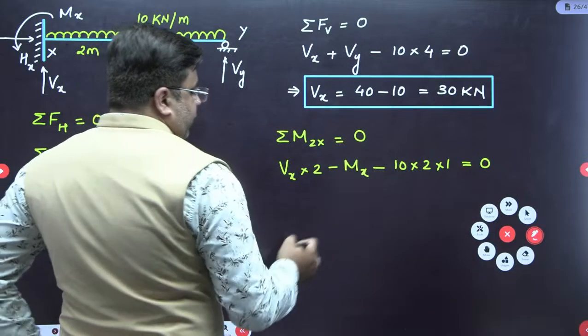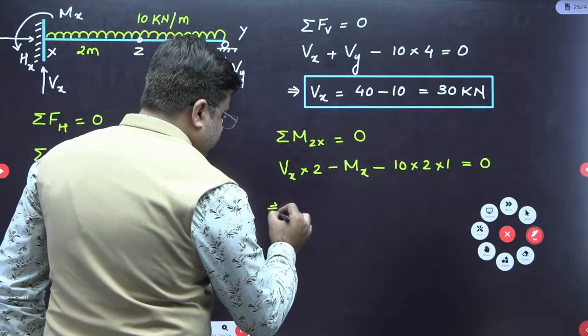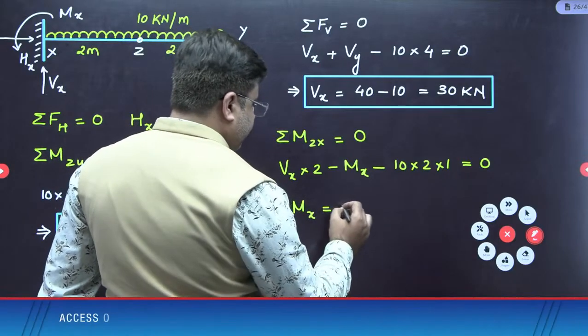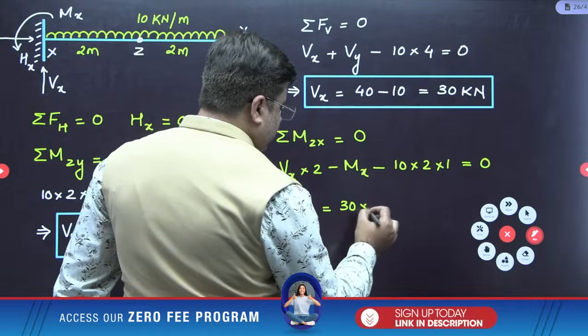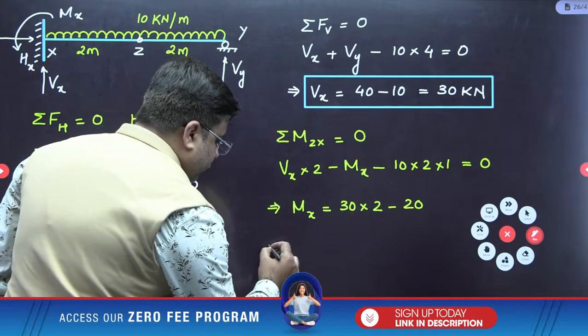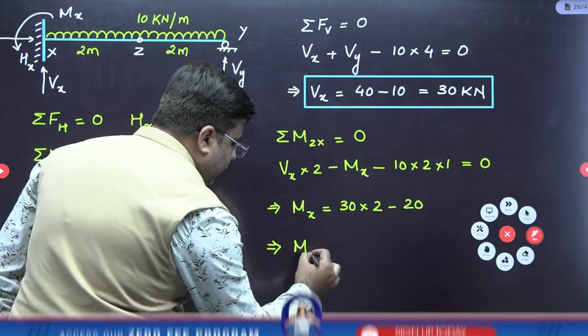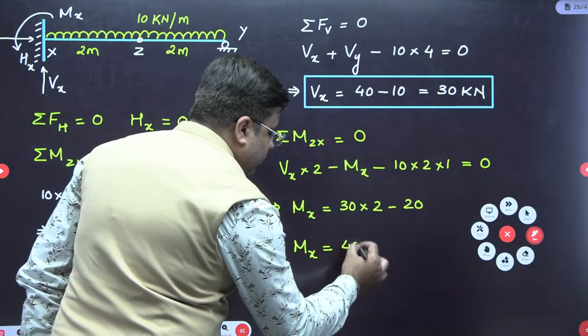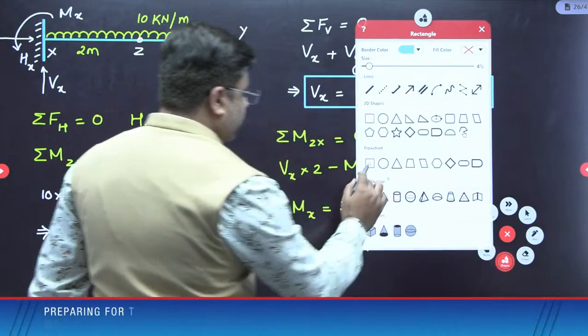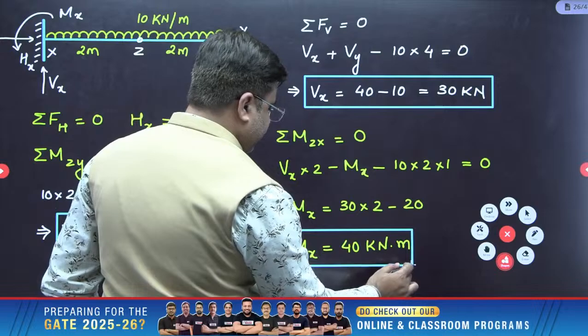So from here you can find out the value of mx. So mx is equal to, Vx is 30, so 30 into 2 minus 20. So 30, 60, 60 minus 20, 40. Mx is 40 kilonewton meter. Mx is coming out as 40 kilonewton meter. This is the value of mx here.